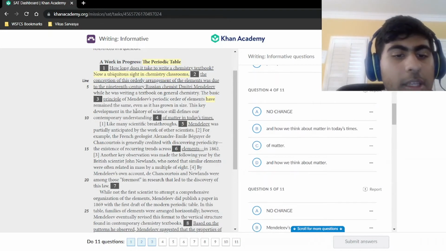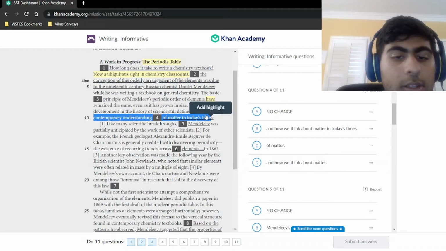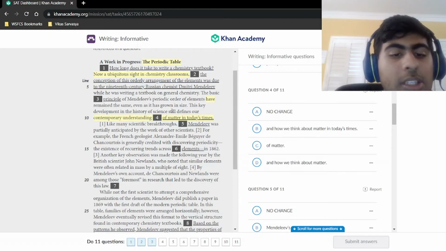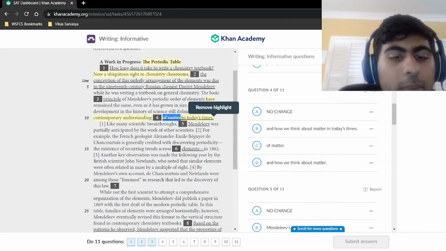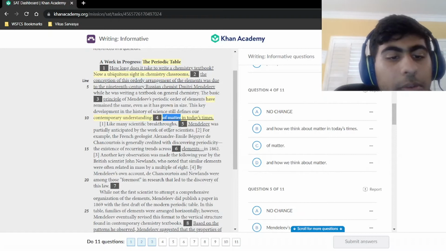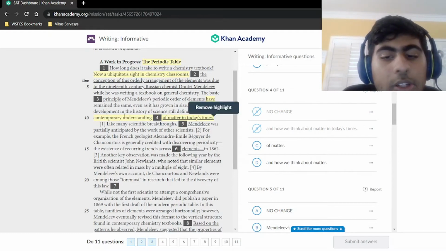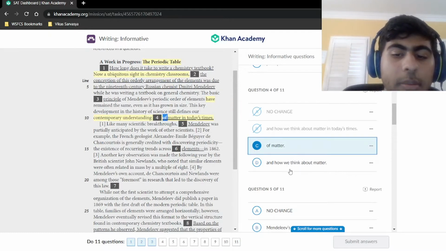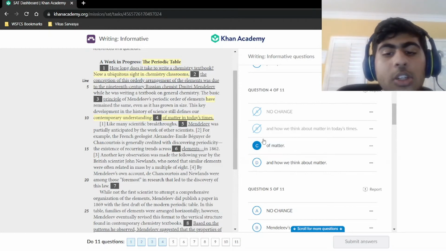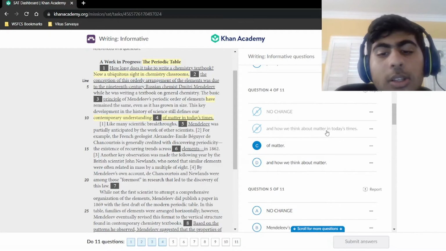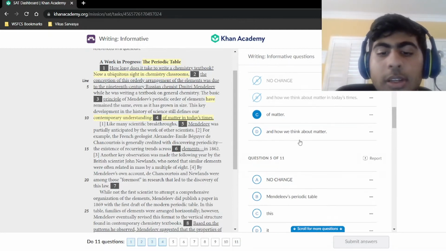All right, this key development in the history of science still defines our contemporary understanding of matter in today's time. All right, so this is going to be a repetition question, a precision and concision question. So we already have the of matter part right here. So contemporary understanding of matter in today's times is just a repeat of contemporary. They mean the same thing. We can cross out the ones that say in today's times. And then we have contemporary understanding of matter and contemporary understanding and how we think about matter. Well, it's saying of matter, so we have to say of matter, and that's our answer. We can also see that this is the shortest answer that works. Always look to the shortest answer that still works. That's going to be your answer.